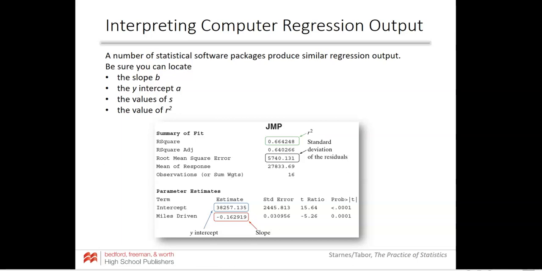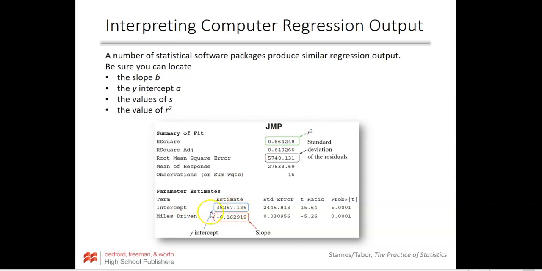S is not nicely labeled in this case for JMP. This is root mean square error, evidently the same thing as S, the standard deviation of the residuals here. So that's what that is. I wouldn't have known that. Now it does nicely label the intercept, 38257.